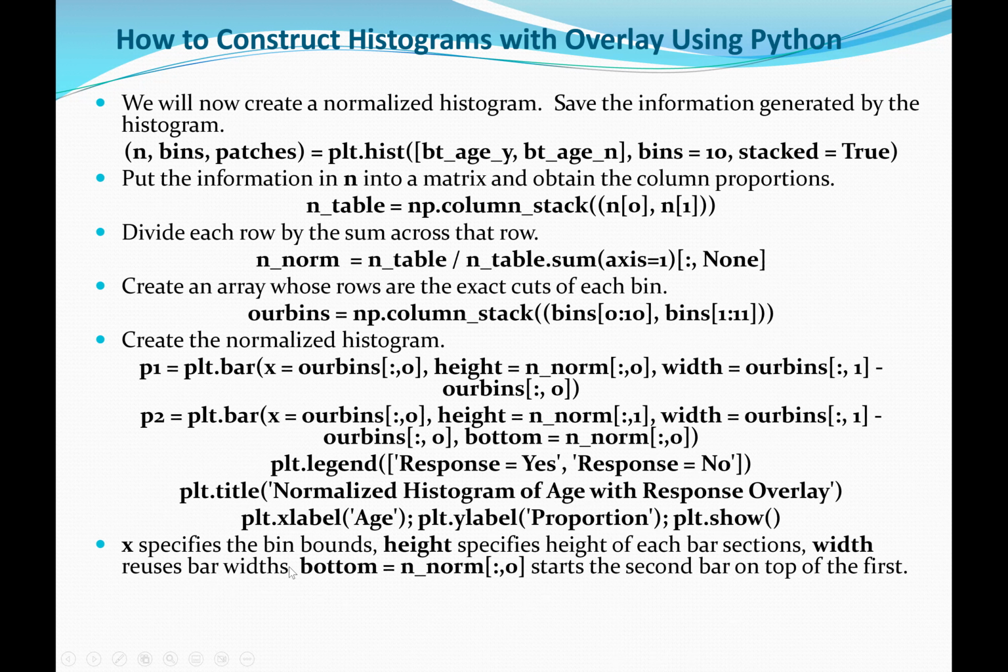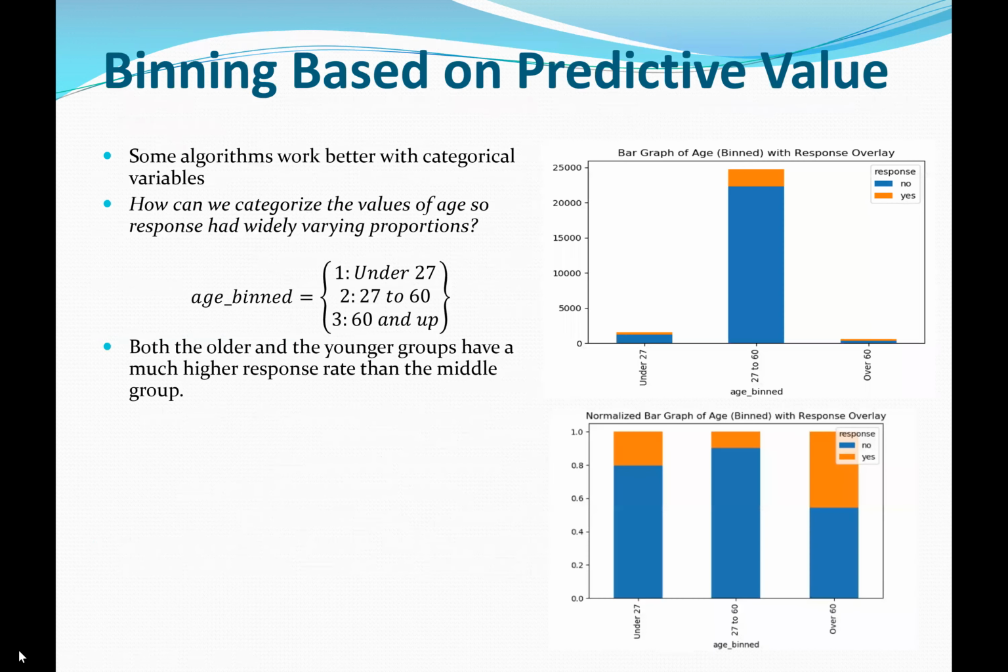So here we say the x will specify the bin bounds, and also the height will specify the height of each bar section. The width also will reuse the bar width. So this will be an example of a bar chart. And this is again binning based on predictive value.